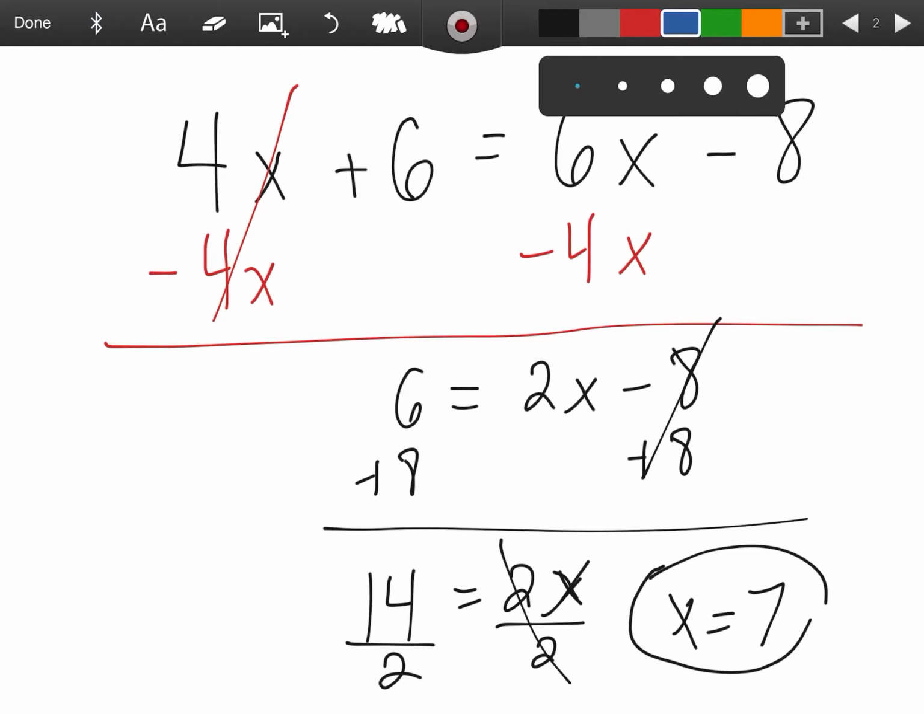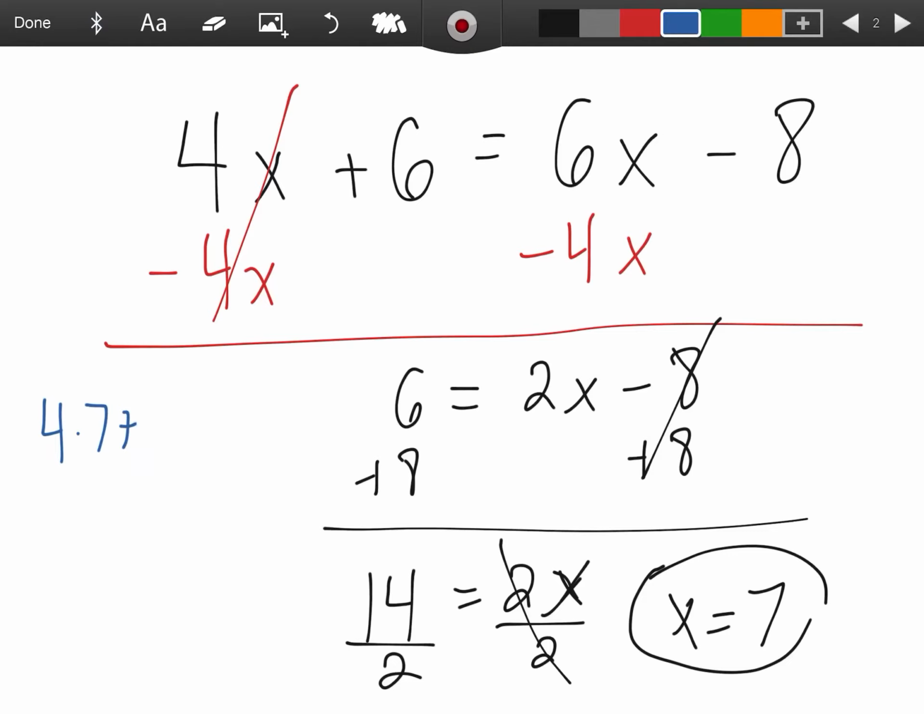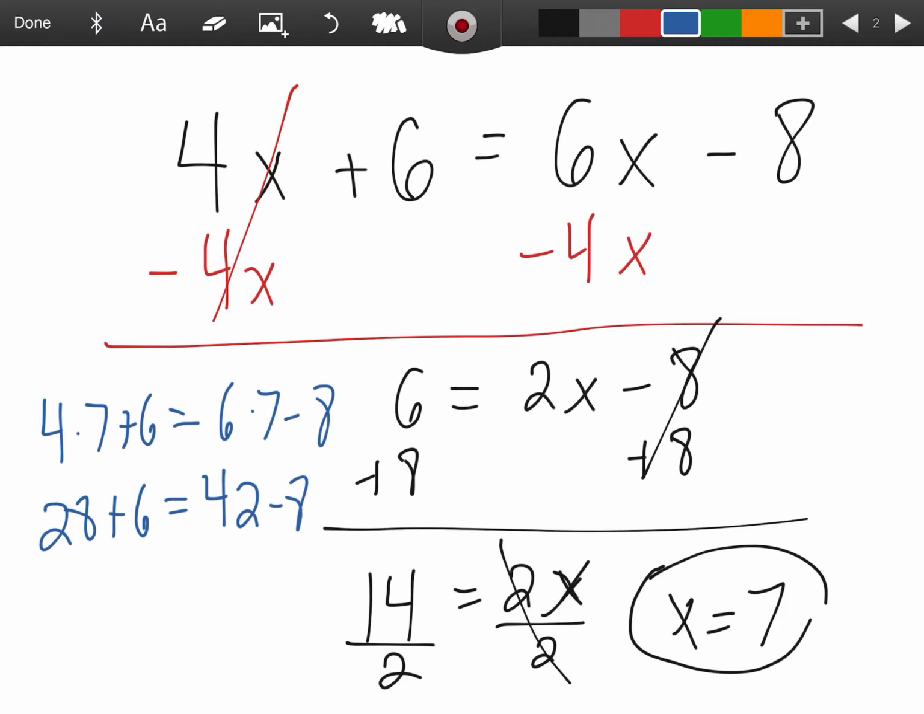Let's just try this out. Let's do 4 times 7 plus 6. Is that equal to 6 times 7 minus 8? Let's see, 4 times 7 is 28 plus 6. This is 42 minus 8. 28 plus 6 is 34. 42 minus 8 is 34. So we know we did it right. x is equal to 7.